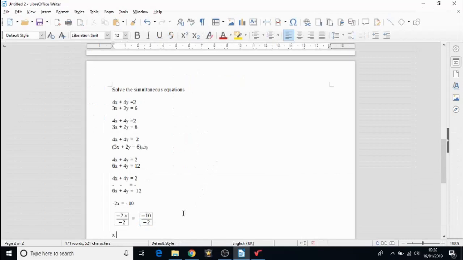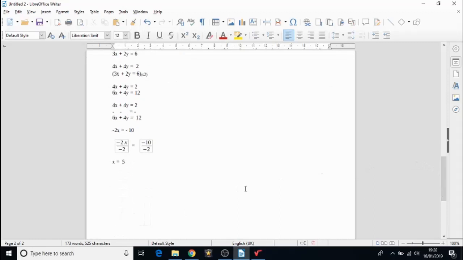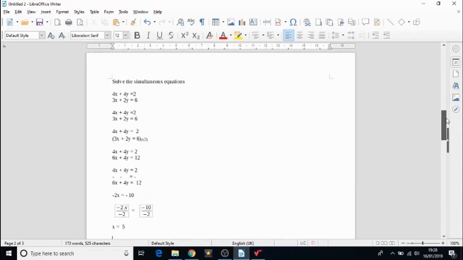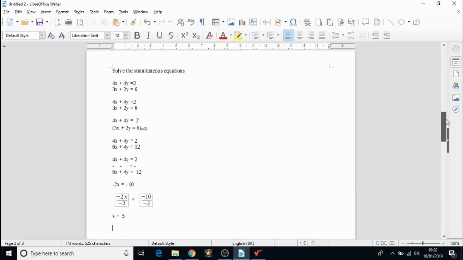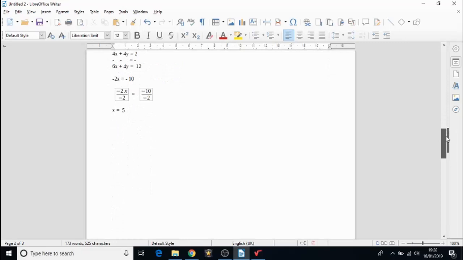Therefore, x is equal to 5, because minus 10 divided by minus 2 is equal to 5. So now you've worked out your x value. You can key it into either of the equations, whether it's 4x plus 4y is equal to 2 or 3x plus 2y is equal to 6. Let's key it back into the first equation.